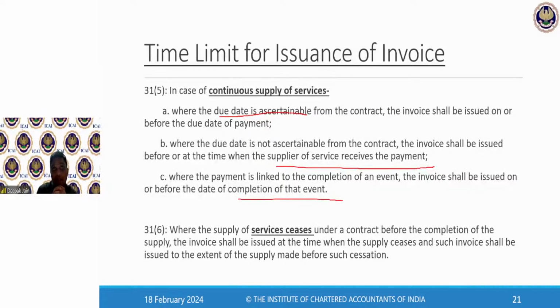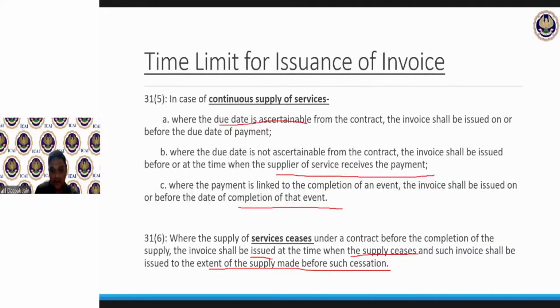Now in case where the supply is getting closed, where the contract ends before the completion of the supply, in case of cessation of services, the invoice shall be issued at the time when the supply ceases, and such invoice shall be issued to the extent of supply made before such cessation. So it's a continuous supply, and in between I've broken it. Then from the last invoice till the date of closure of the contract, whatever is the value, I have to raise the invoice. So I don't have to wait for the completion of that full term. If it is broken in between, up to the date of breakage, I have to raise an invoice.